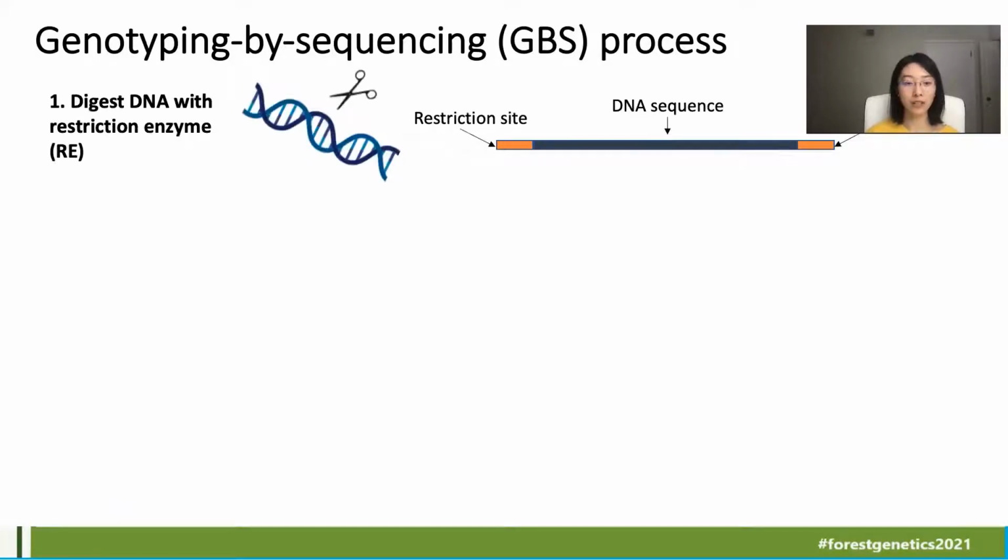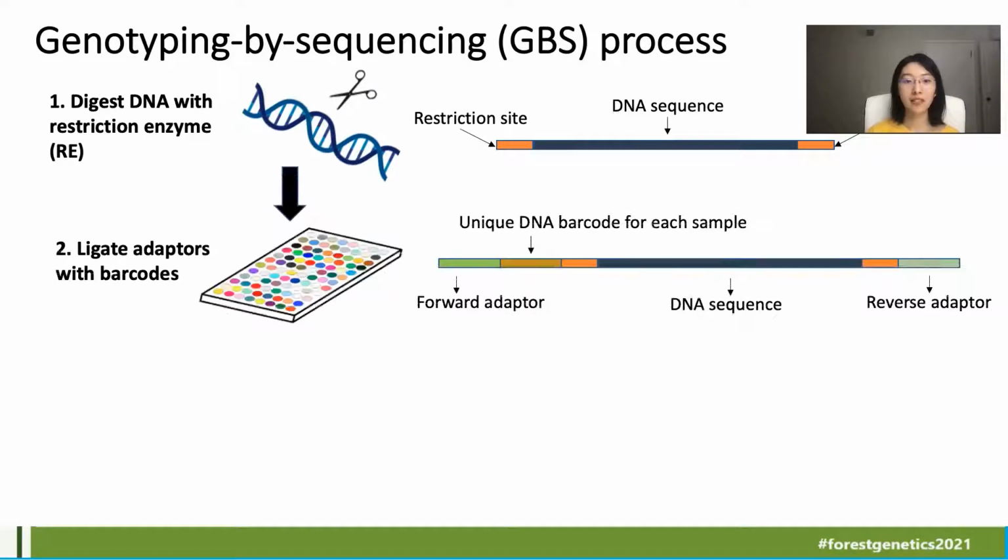Conifers have large and repetitive genomes. For the first step, digest DNA with restriction enzyme. If we use the methylation-sensitive restriction enzyme in step 1, we can exclude repetitive regions by avoiding cutting the most methylated repeated DNA sequences. Second, each sequence will be ligated to a forward adapter, a unique DNA barcode on the one side, and a reverse adapter on the other side.